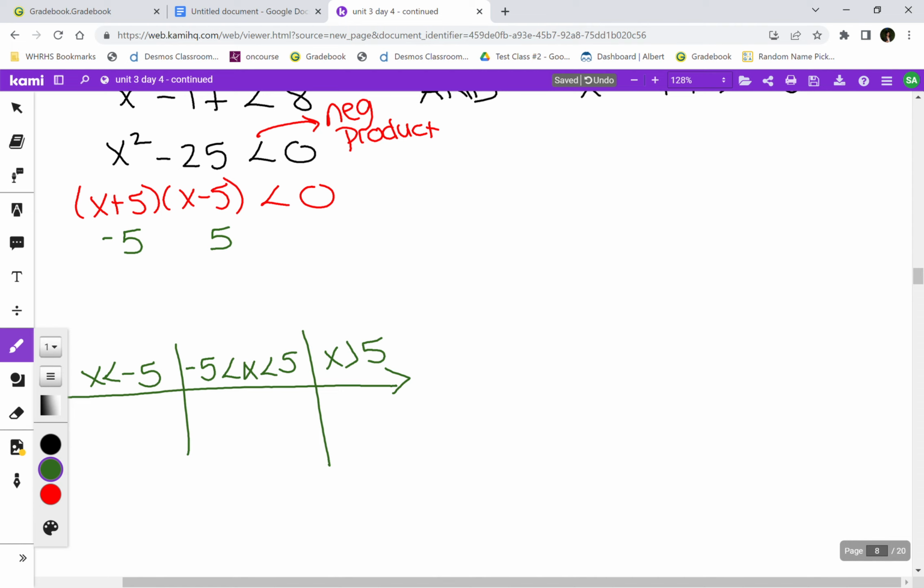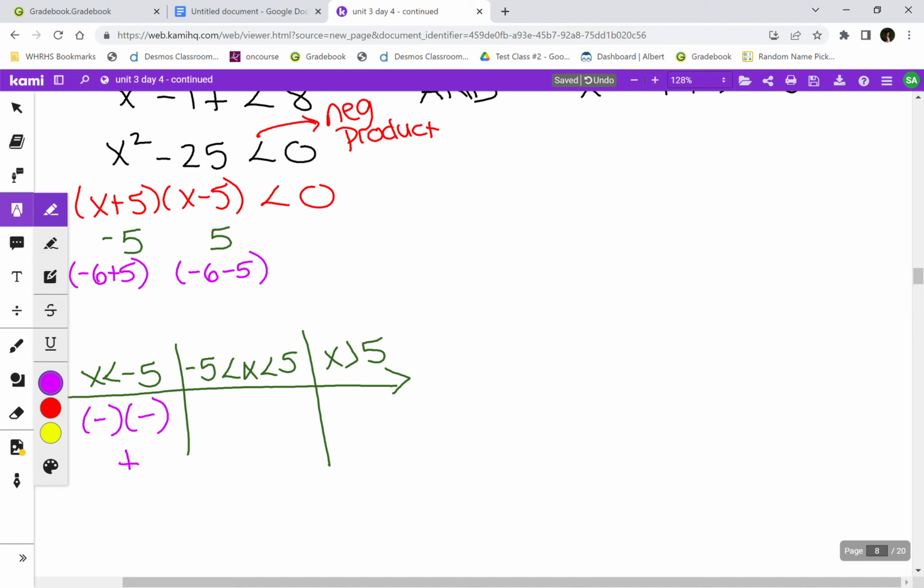Okay, so now we're going to test a number. X is less than negative 5. So we'll choose negative 6. Negative 6 plus 5, that's a negative. And then we're going to have negative 6 minus 5 is another negative. And negative times a negative is a positive. The first region rejects, which means what? Aditya.